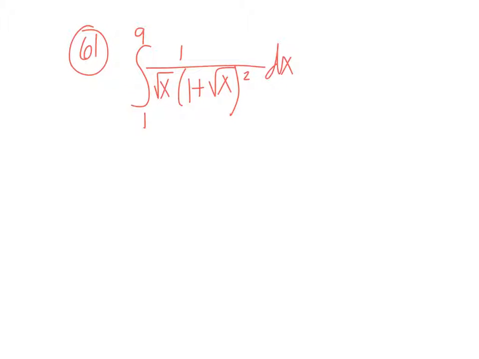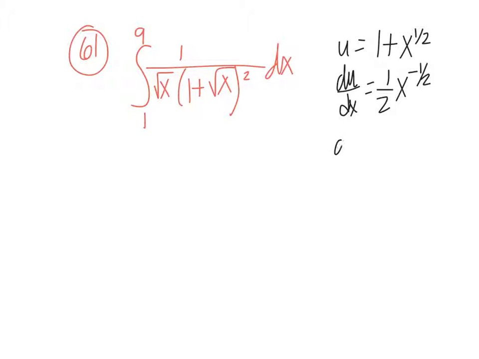So it looks like the u is going to be 1 plus the square root of x, which is the same thing as 1 plus x to the half. I'm guessing that because it's inside the parentheses of the squared on it. So let's see if that works. That would make du dx be 1/2 x to the negative half. So du is 1 over 2 square root of x dx. So I just kind of rewrote x to the negative half, put it on the bottom.